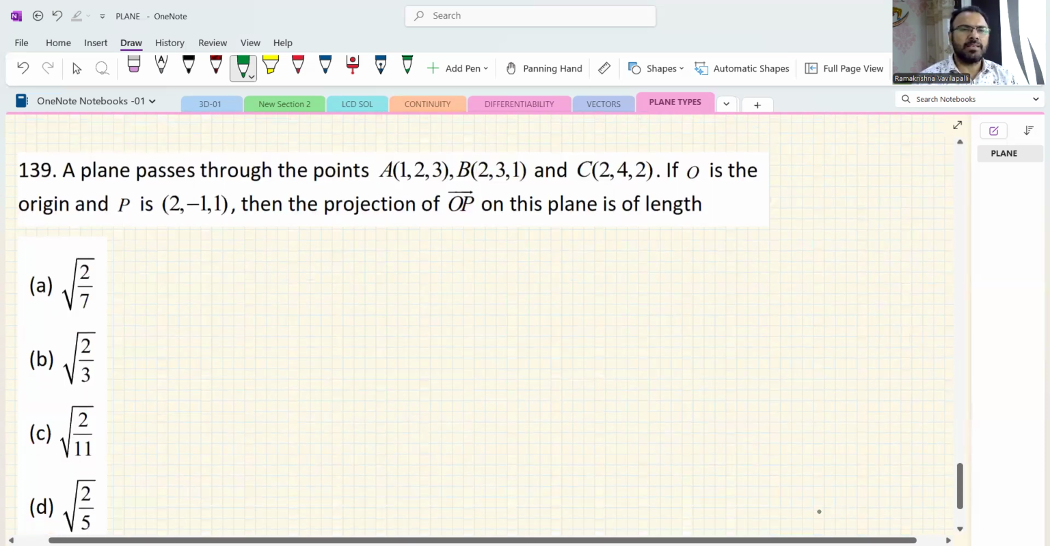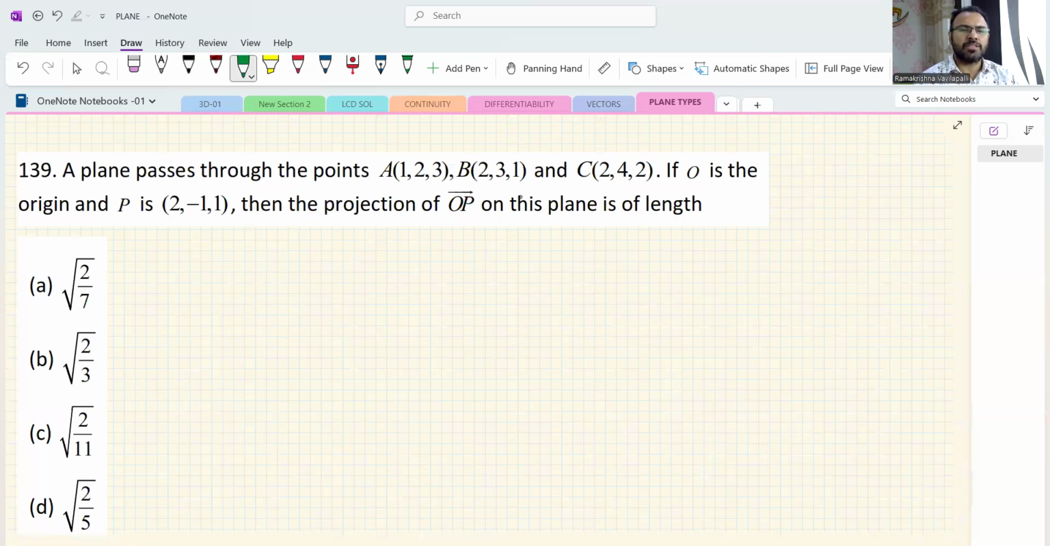One more question here. A plane passing through the 3 points, and O is the origin, P is a point, then the projection of OP on this plane is of length dash. This is another kind of question. Well, we'll have the plane pi. O is the origin and P is this. Don't be confused with the name. I'll write that this is plane.